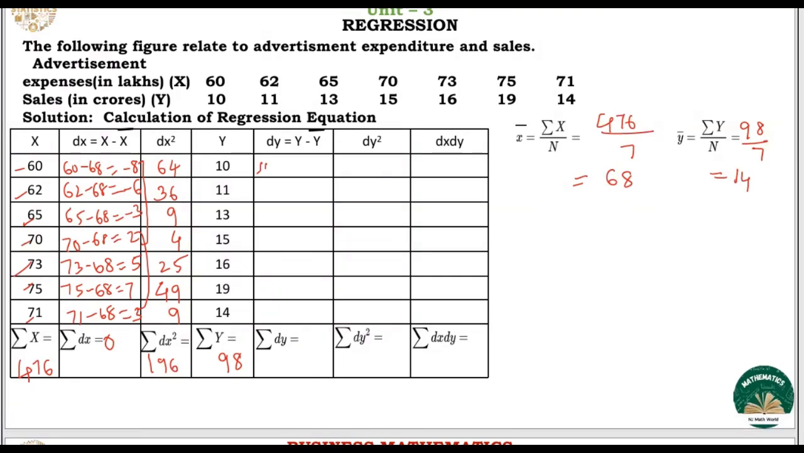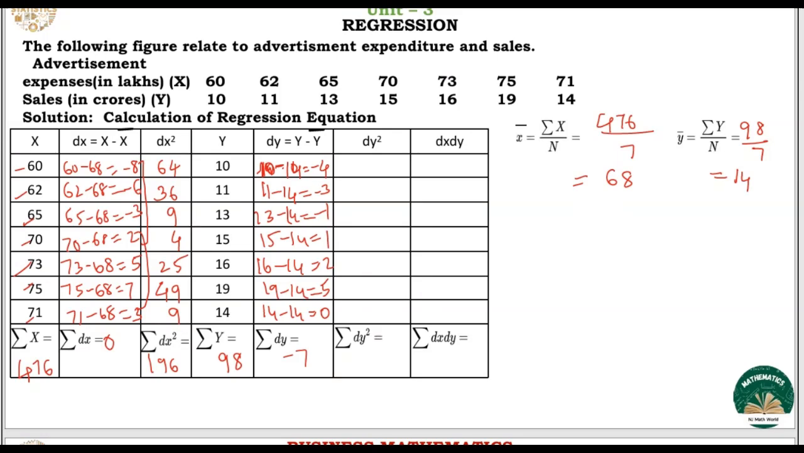So 10 minus 14 is minus 4. Then 11 minus 14 is minus 3. 13 minus 14 is minus 1. Then 15 minus 14 is 1. Then 16 minus 14 is 2. Then 19 minus 14 is 5. 14 minus 14 is 0. When you add these, you get minus 7.